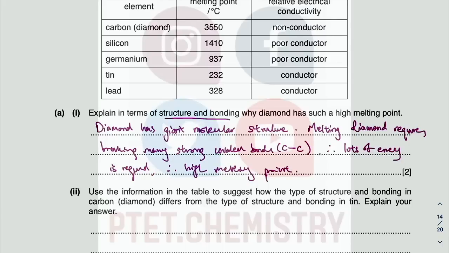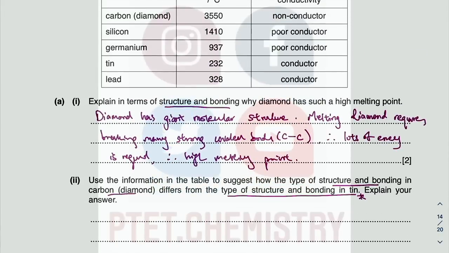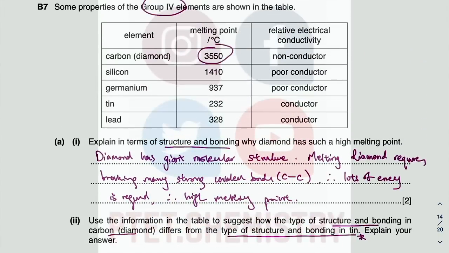Okay, so use the information in the table to suggest how the structure and bonding in diamond differs from the type of structure in tin. I do not need to specify all of this again, but I might need to compare them to the structure and bonding in tin. All right, so I hope you can see that diamond's melting point is around 3000 plus. Tin is around 200 something. In comparison, these are considered low melting point. This is close to 1000. These are considered high melting point. I would consider this to be simple molecular structure.